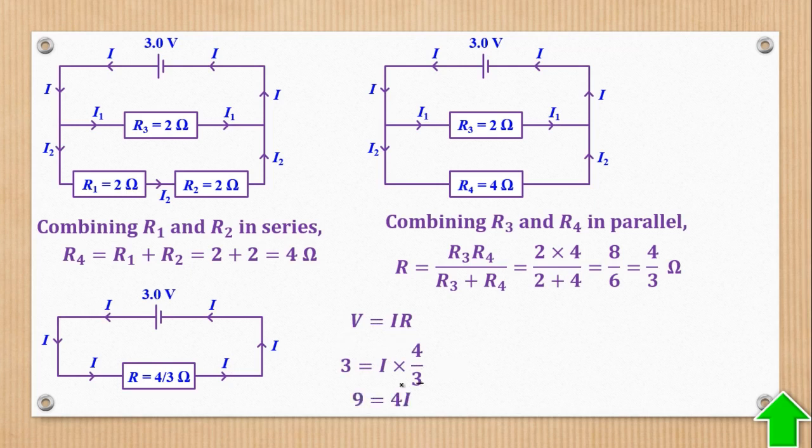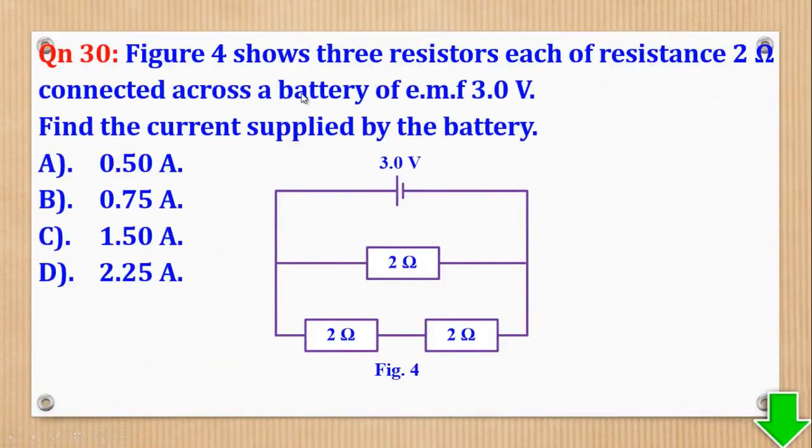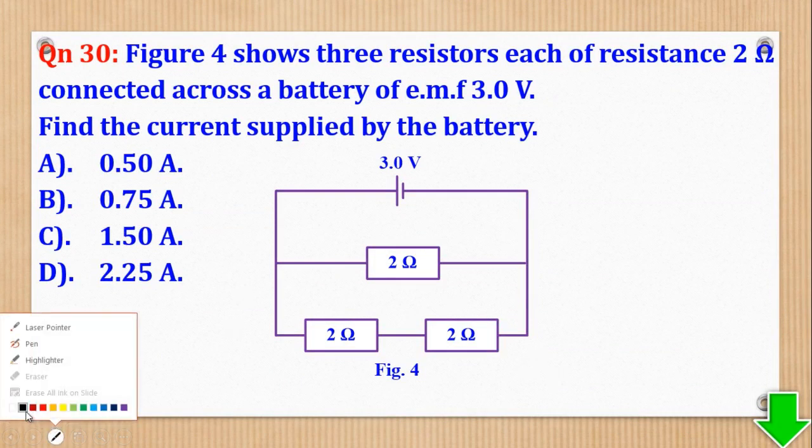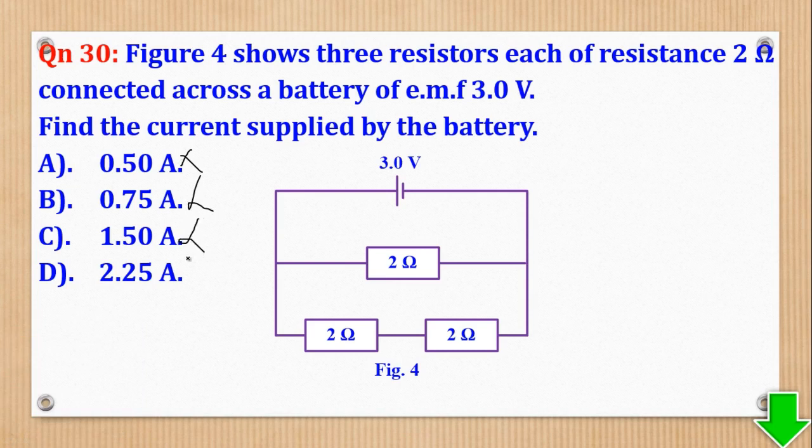So we're going to first cross multiply to give you this, then divide both sides by 4 to give you that. So you have managed to get current. That's what the question wanted. The question said, find the current supplied by the battery. So we have got what they want. So this is not okay, this is not okay, this is not okay, and this is the answer they want.